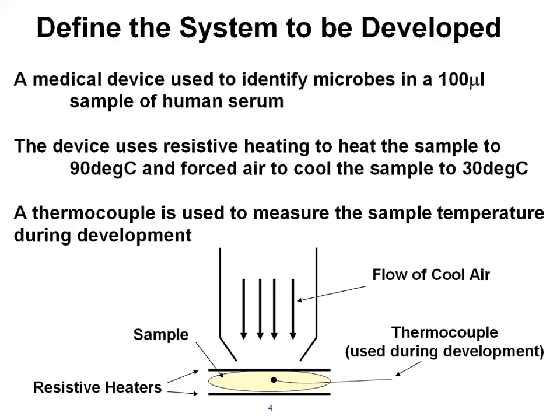Part of the functioning of the system, the way it replicated the DNA of the microbes in the sample, was to repetitively heat and cool the sample. Heat to 90 degrees using resistive heating, cool to 30 degrees C using forced air. And during development, we had a very small thermocouple available and placed inside that sample so we could measure the temperature of the sample, human fluid, human serum, inside that little pouch, the sample pouch.